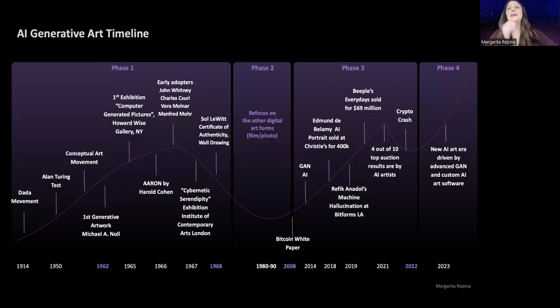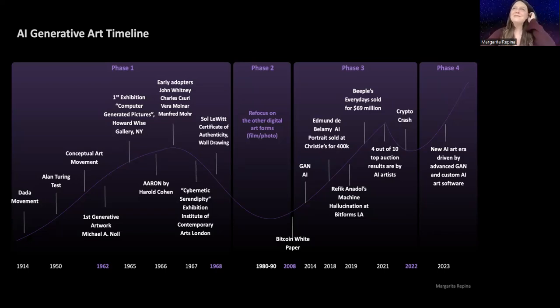So getting back to the history of AI generative art, which we observe today, I have to say that there are 4 main phases or stages in this art movement's development. The first stage started in the 50s and finished in 1968. This is the phase where generative art actually appeared and started to be exhibited, and generative art has roots in the art movements of that time, for example, data movement, conceptual art, kinetic art, optical art. During this phase, we can see the rise of the first artists and the first group exhibitions.